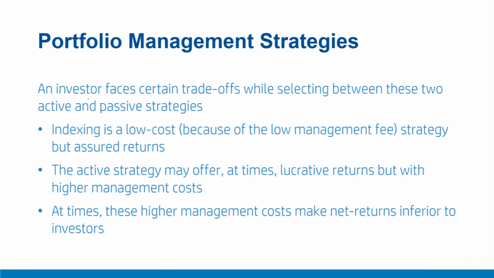While selecting between these active and passive strategies, an investor faces certain trade-offs. For example, passive fund management or indexing is a low cost strategy because the management fee is low, but there are no assured returns. In contrast, an active strategy may offer returns higher than the benchmark that is being followed, but at the same time there is higher management cost on account of active management, the effort and cost and resources required in generating extra information in order to beat that benchmark. In various scenarios, at different times, these higher management costs can make net returns inferior. At times, on a net basis, they can make the returns to investors less lucrative than passive management.